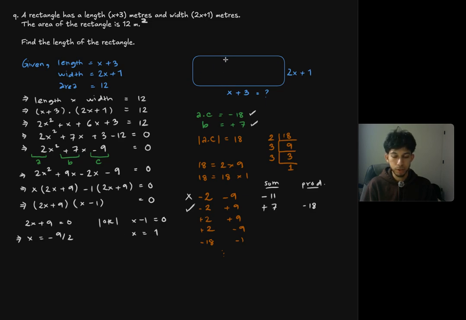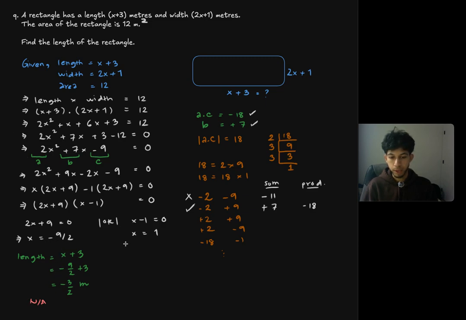Now this is a contextual question where we're given a rectangle and we have actual dimensions. Let's test the validity of our x values. If we input x equals negative 9 over 2 into the length equation, which is x plus 3, we get negative 9 over 2 plus 3, which is negative 3 over 2 meters. Now it doesn't make sense for length to be negative, so this is not applicable. By this I mean x equals minus 9 over 2.